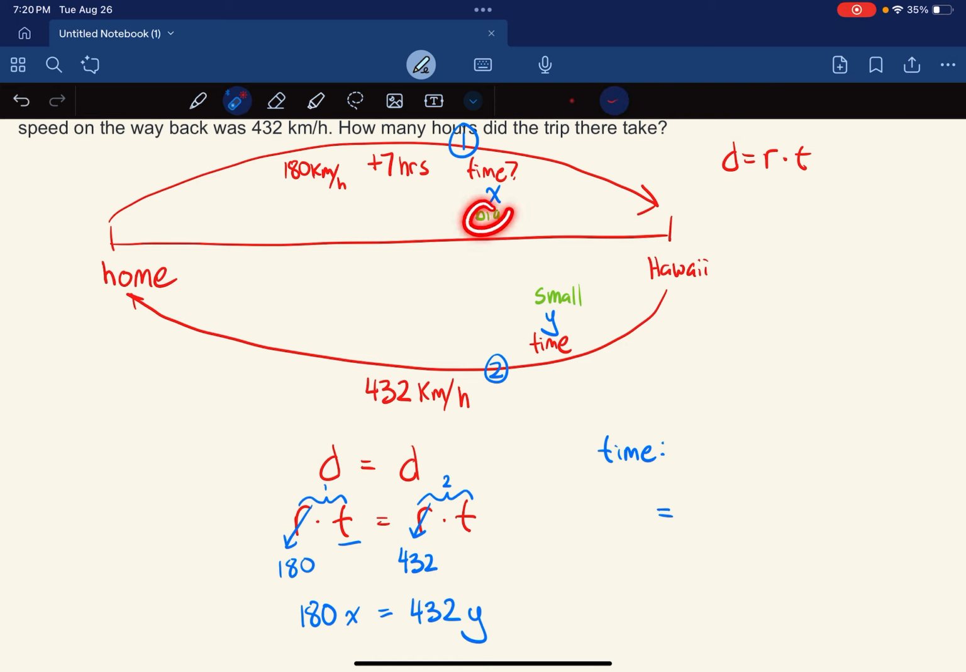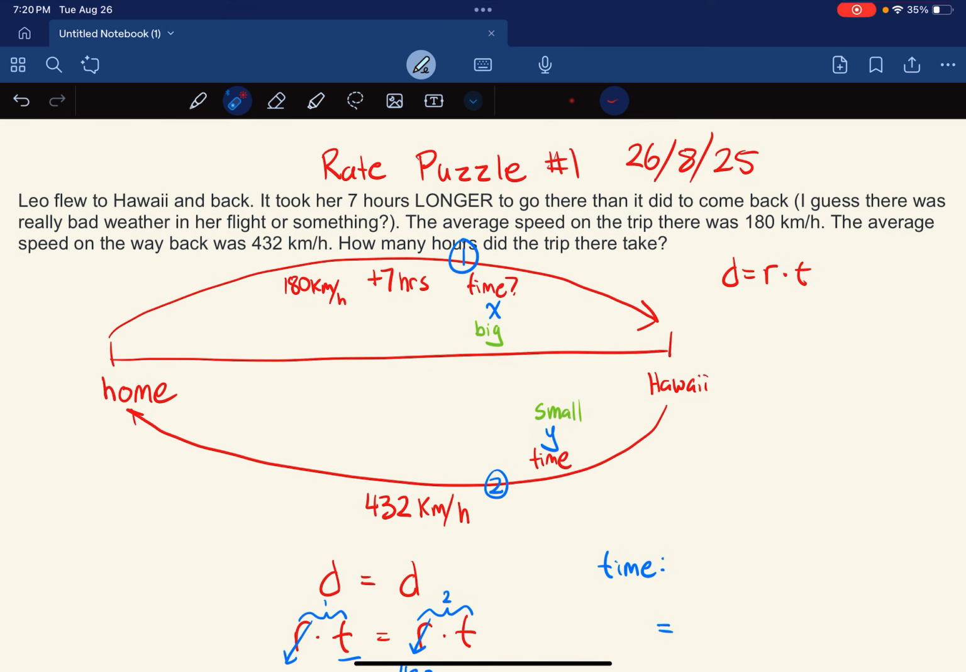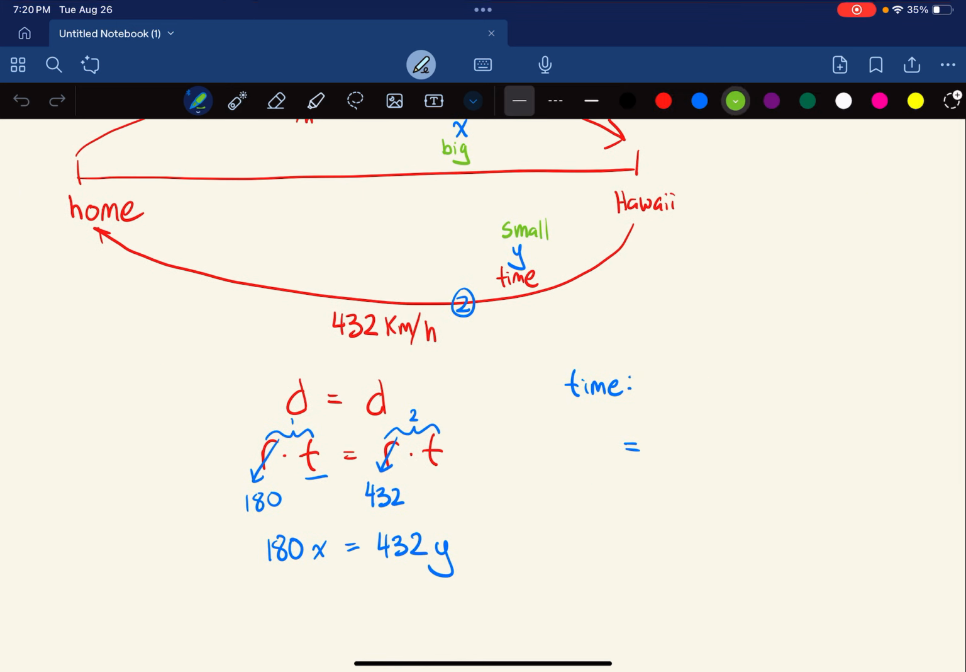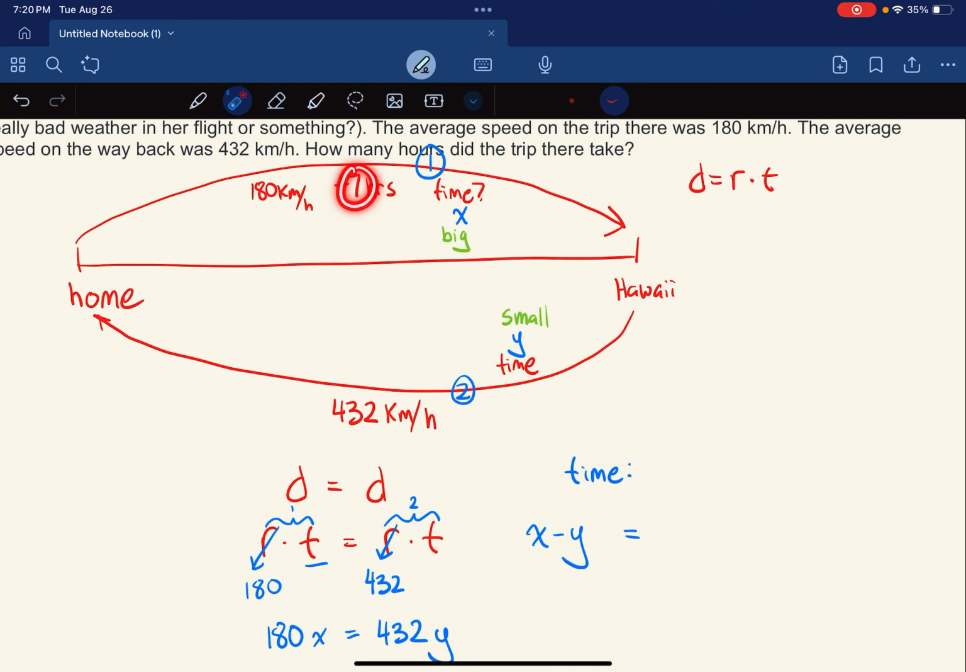So if I do a big number minus a small number, I'm finding the difference. And it did tell us that the difference is 7 hours longer. Longer is kind of a difference word. So I can say a big number minus a small number. I can say an x minus a y. And notice I'm using the 2 variables in my equation. The difference there is going to be 7 hours.